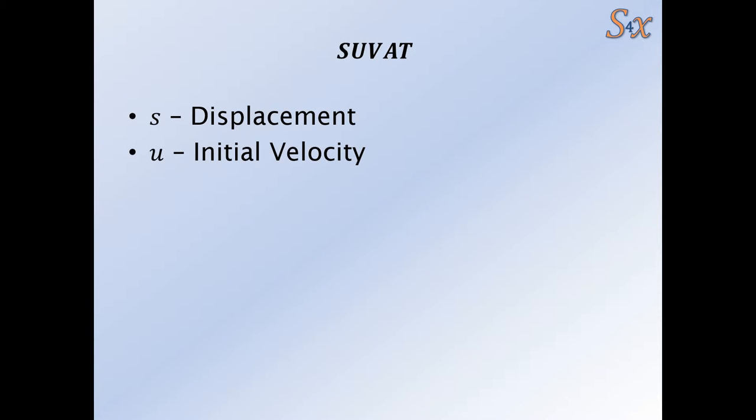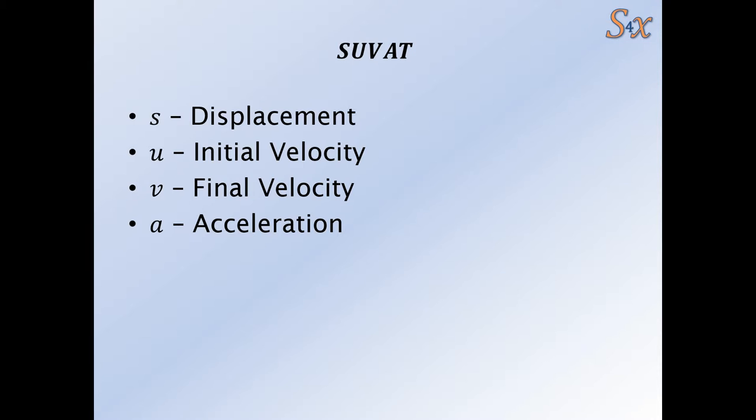U is the initial velocity, so that's the velocity at the start of our motion. Normally we measure it over a set period with a start point and end point, and U is the initial velocity it has as it passes the start point. V, on the other hand, is the final velocity. That's the velocity it has as it passes the end point. A is the acceleration during the motion, how much the object is accelerating or decelerating. If we've got a deceleration, A will be negative. And T is the time that elapses during the motion.